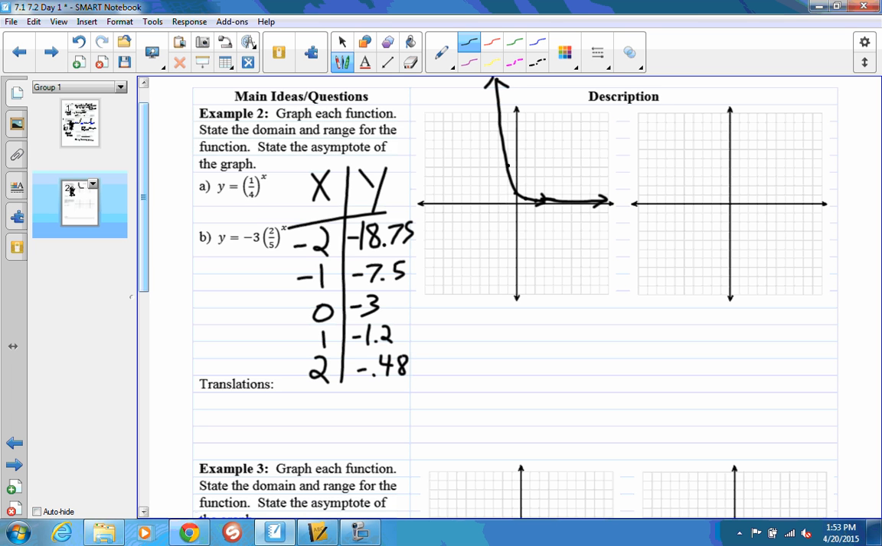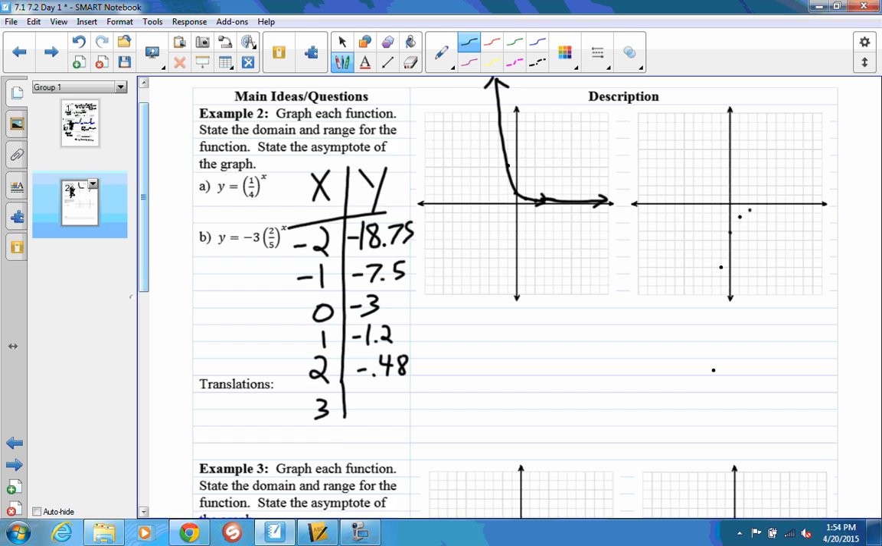So here's the problem with this one. If I graph this, guys, -2, -18 something, that's huge, right? We'll put that here. -1, can't see, 1, 2, 3, 4, 5, 6, there. Nope, it was awful. 0, -3, 1, -1.2, 2, -1/2. Guys, here's the problem with this. I don't really get a clear idea where my asymptote is. So keep going.